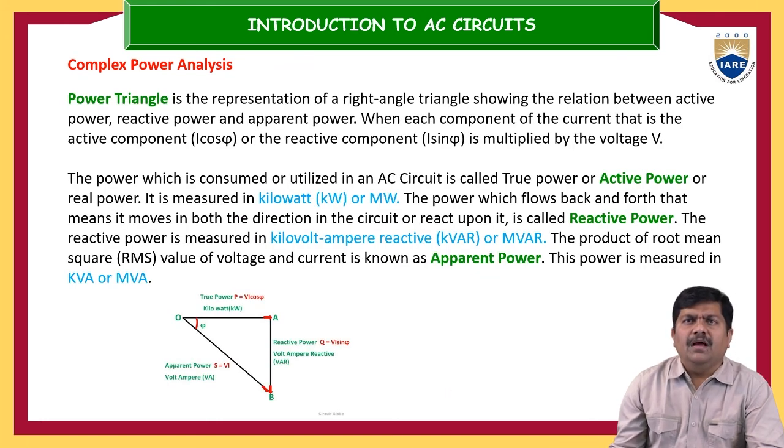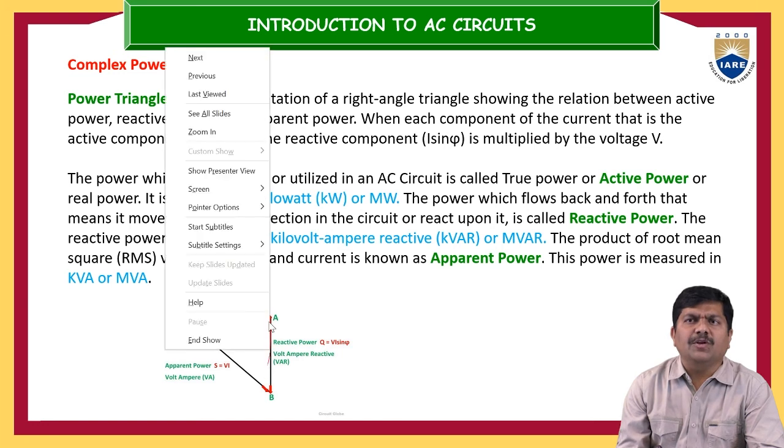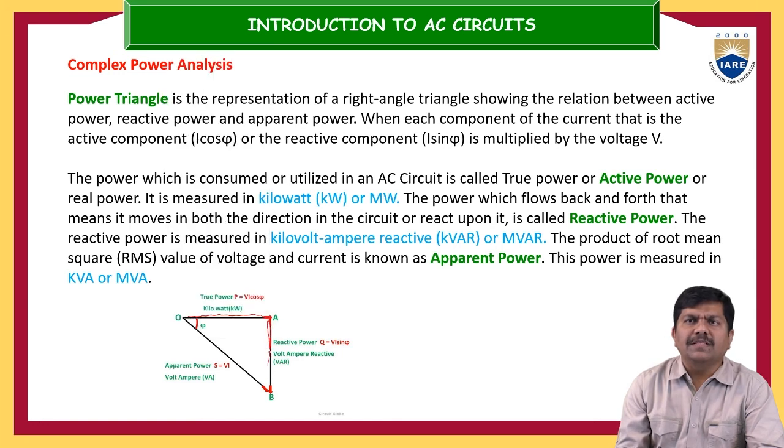And how can we represent this? Just now we discussed that kilowatt is the wattful power. It can be represented as the adjacent side of a triangle, and this is the kilowatts. This is the reactive power, which can be represented by this side, because the kilowatts and kVAR make an angle of 90 degrees. The resultant one is the apparent power, S is equal to V into I. So these are the three different types of powers you can see in AC circuits.